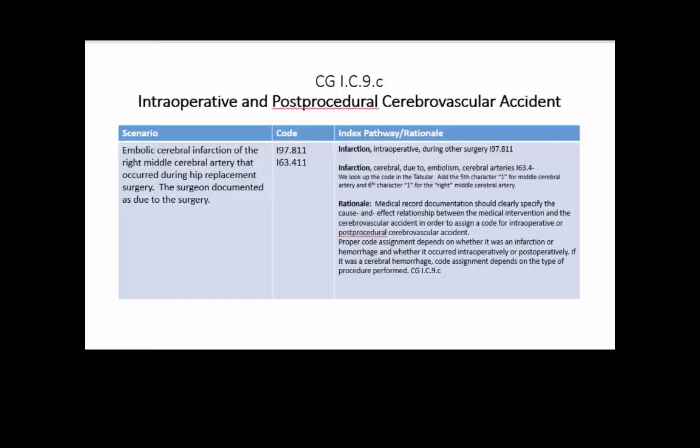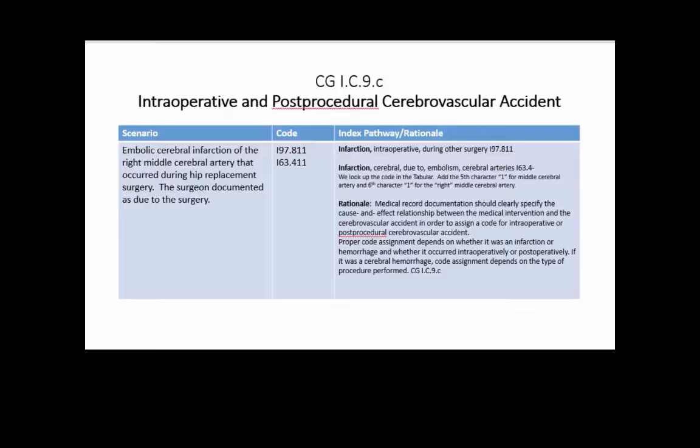You see the term during other surgery. That's because when you look in your list of codes in the tabular, the first code has to do with during cardiac surgery. So during other surgery is identifying any surgery other than cardiac. Then we code the cerebral infarct due to the embolism of the cerebral arteries. And in the tabular, the fifth character 1 is assigned for the middle cerebral artery, and the sixth character 1 signifying it is the right middle cerebral artery. Again, if you follow your instructional notes in the tabular, it will often help you find the right code.